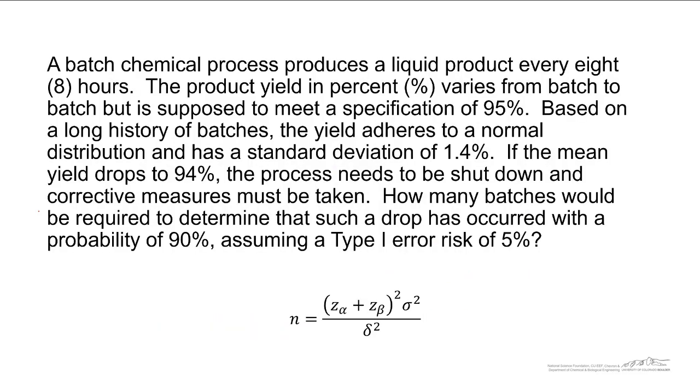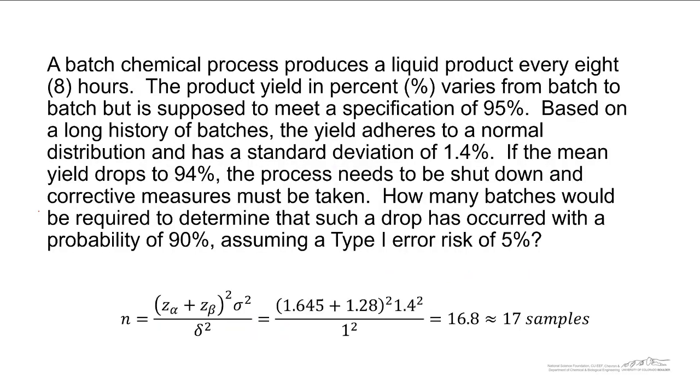Let's go through and solve this example. We can use this equation. We can calculate z alpha and z beta using Excel or the tables in the back of your book. We square this, multiply it by our standard deviation squared, and then we divide by delta. Delta in our case is 94 minus 95. That's negative 1. I converted it to a positive number here, but really that should be negative 1 squared, but it doesn't really matter here. And what we end up getting is about 17 samples. So we need 17 samples in order to successfully detect a change from 95 to 94 90% of the time.